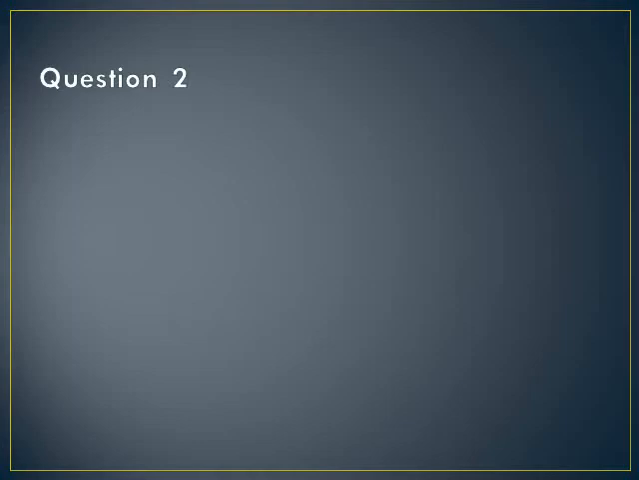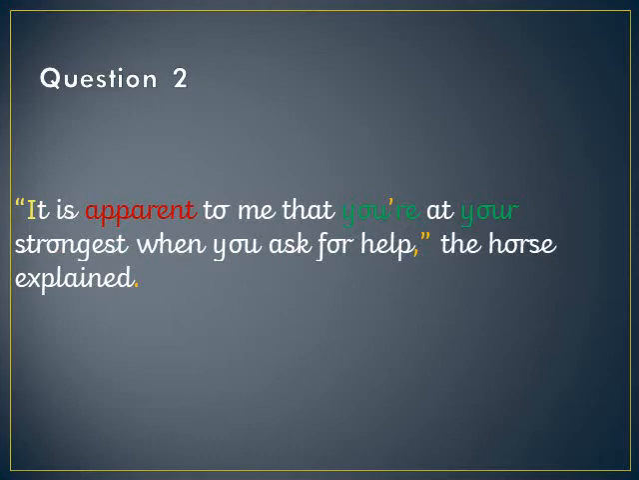Okay, now I'm going to go through that sentence with you. So our sentence starts with speech straight away. So we have our opening speech marks, capital I. It is apparent, which is a Year 5 and 6 spelling word, A-P-P-A-R-E-N-T. To me, that's your, short for you are, so it's Y-O-U apostrophe R-E, at your, the other homophone spelling of your, Y-O-U-R. Strongest when you ask for help. We have our comma before our closing speech marks. The horse explained, full stop. So again, have a look at that against your own work and make any corrections that you need. Practice any spellings.